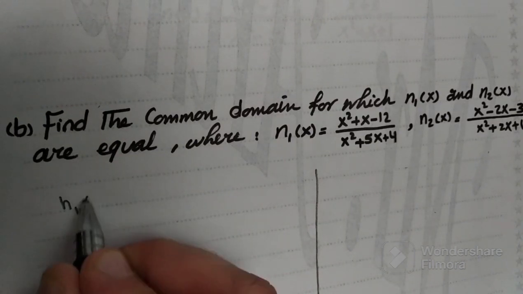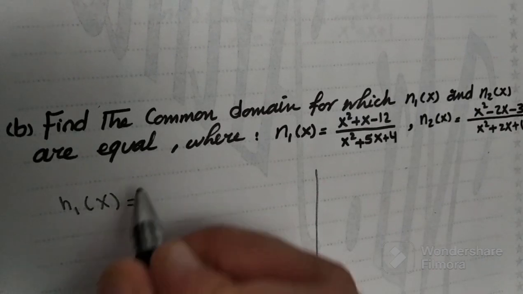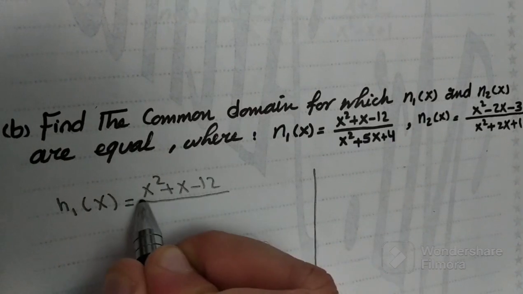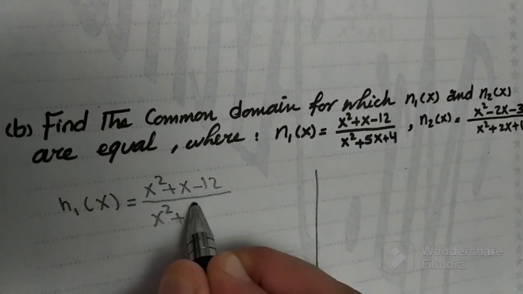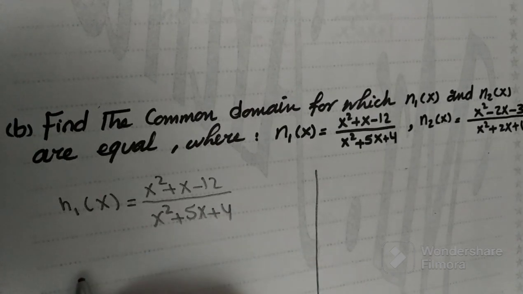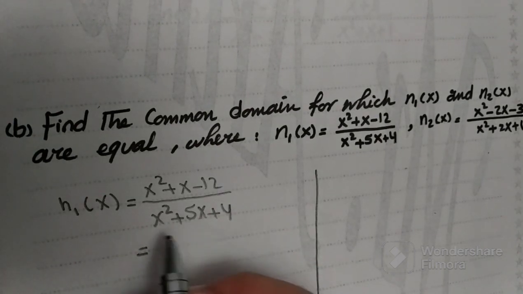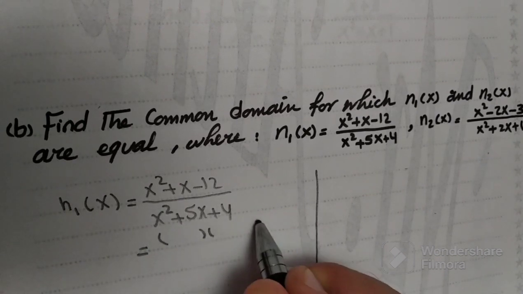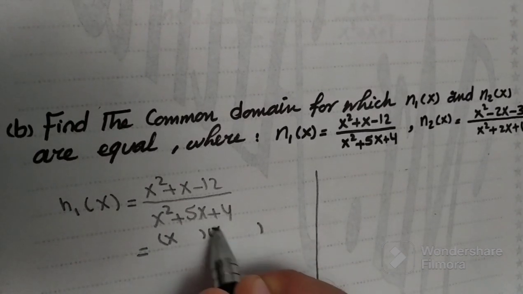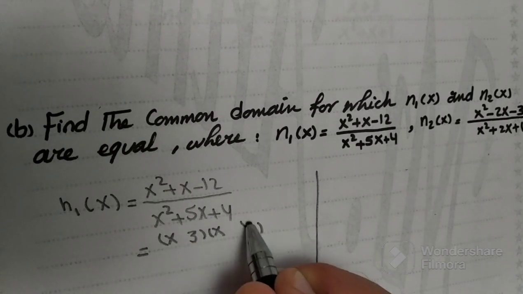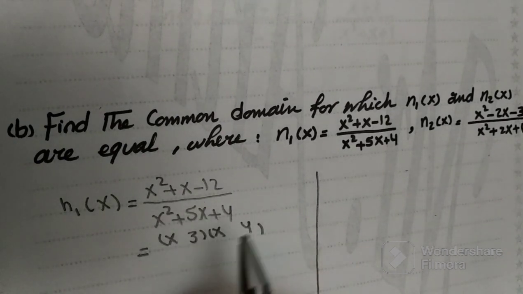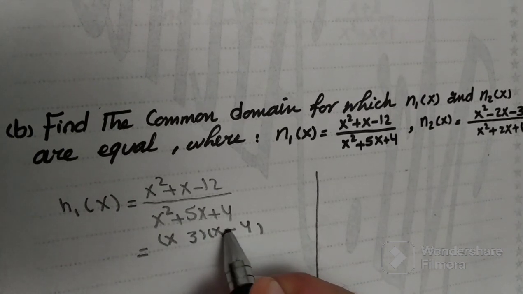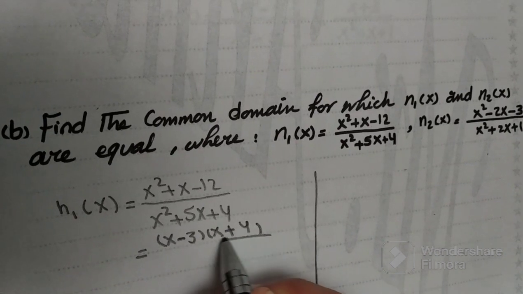n1 of x equals x squared plus x minus 12 over x squared plus 5x plus 4. Number one, factorize the numerator. Two brackets, x and x, 3 or 4. Last term negative, the greater factor takes the same sign of the middle term and the other takes the opposite sign.